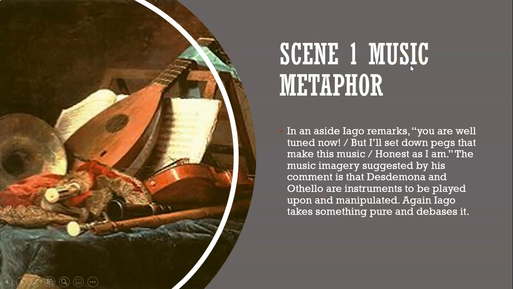And then also in this aside, he remarks, "you are well tuned now, but I'll set down pegs that make this music, honest as I am." So once again, he's using music imagery, and Iago's using imagery all throughout. It's part of what he does. He never says things directly. I mean, he does, but there's also this sort of layer of manipulation and how he takes something and twists it. And he does that with a lot of imagery, dialogue throughout the play.